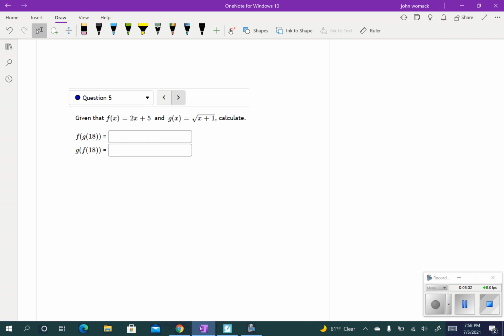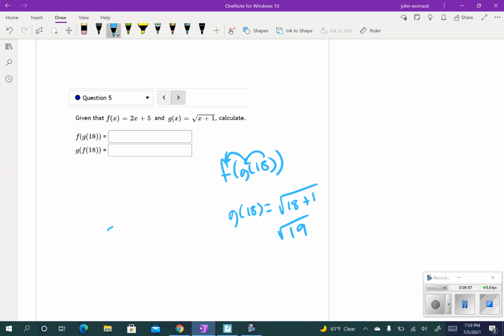So we want to find f of g of 18. All I'm doing is plugging 18 into g, and whatever my output is, I'm going to plug into f. So if I plug 18 into g, I'd have g of 18. Let's figure out what that is. What is that? Square root of 18 plus 1? Well, that's the square root of 19. So now I take the square root of 19 and plug it into f. So I have 2 times the square root of 19 plus 5.